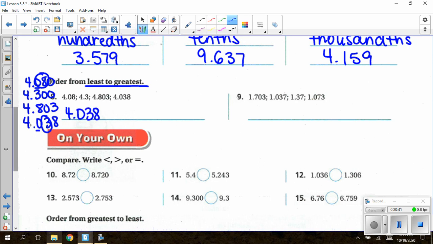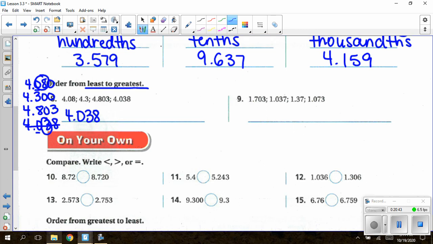And I'm going to make sure I cross that out of my list, so that way I'm not looking at that one anymore. And then the next smallest would be my 4 and 8 hundredths. Remember, we did add a 0 to that number, and I always write the original number back down. So that original number was 4 and 8 hundredths. So now I can cross that number out too.